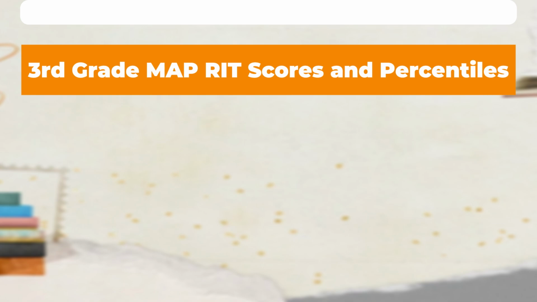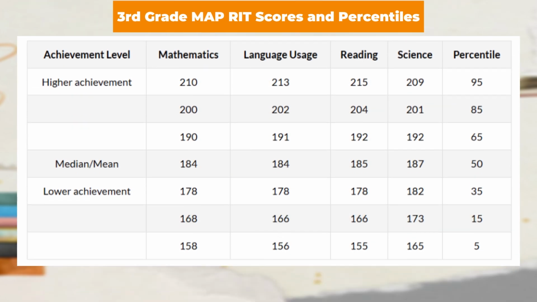Now, let's look at the third grade MAP RIT score table. This table shows RIT scores and percentiles for mathematics, language usage, reading, and science, based on NWEA's most updated documents. RIT score is not the same as a regular classroom grade. It is a scale that helps measure your child's academic level and growth over time. The table also shows percentiles. A percentile tells you how your child's score compares with other students in the same grade.